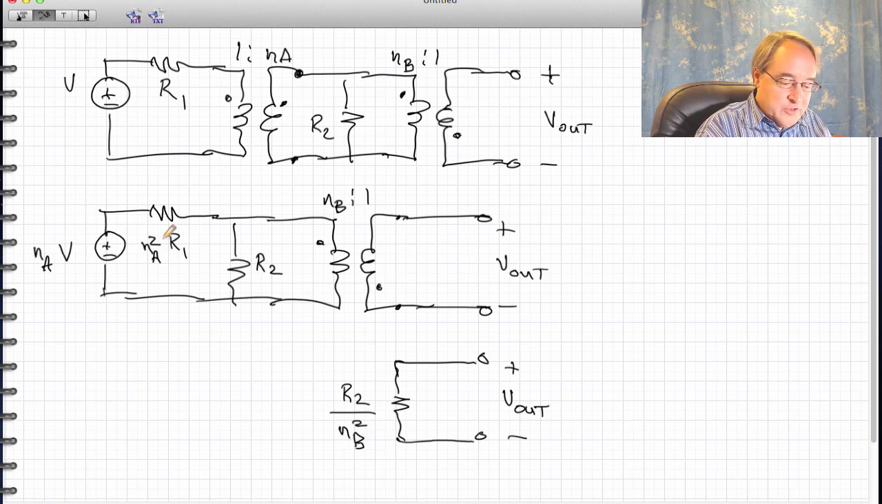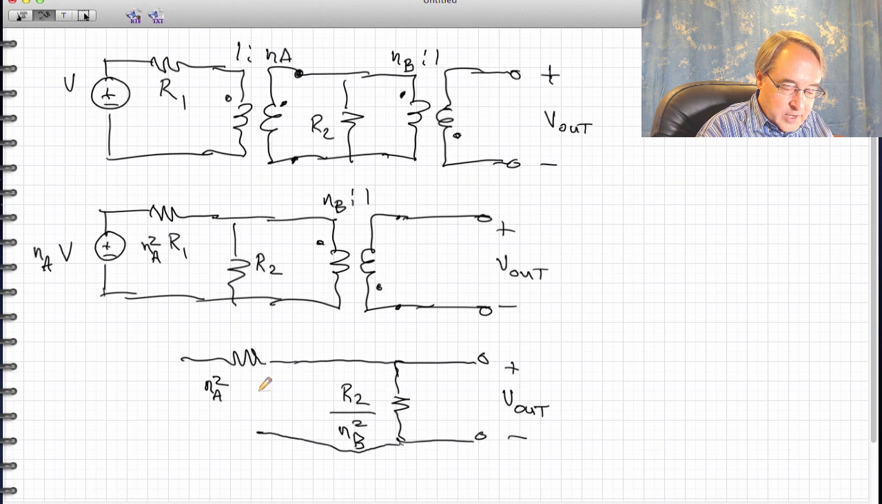Okay, next let's push the R1 resistor through. So we'll get an effective resistor here that is the NA squared R1, and then we have to divide by the NB squared for this impedance also.